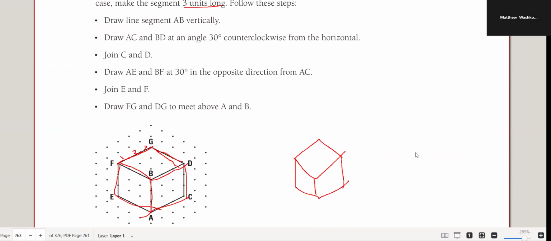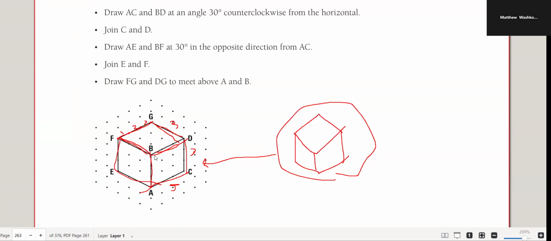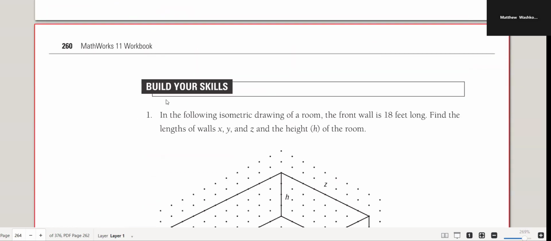Sure, so again, it's taking a sketch and making it realistic. These are all scaled properly. This is 3 units. This is 3 units. This is 3 units. This is 30 degrees. This is 30 degrees. So it's an accurate way. It is the closest that you, a human, can get to a computer generated image in a sense.